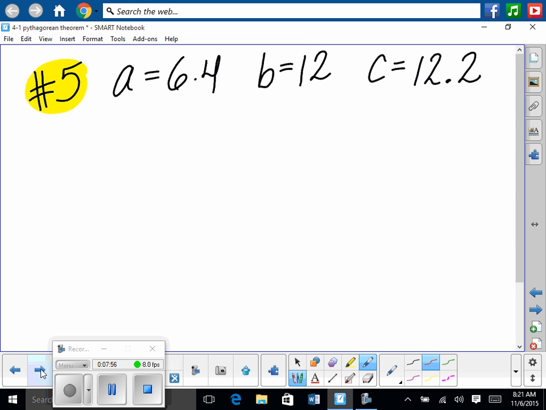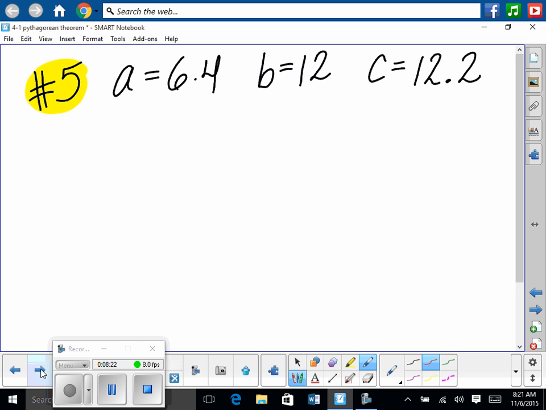Okay, so then I'm going to do number 5, and then I'm going to let you work. So look at number 5. We're given that A is equal to 6.4, B is equal to 12, and C is equal to 12.2. The first thing is we don't even need to draw the triangle out. We can just look at them and think about it. So we're asked, do the following lengths form a right triangle? Well, if they do form a right triangle, then the Pythagorean Theorem will hold true.